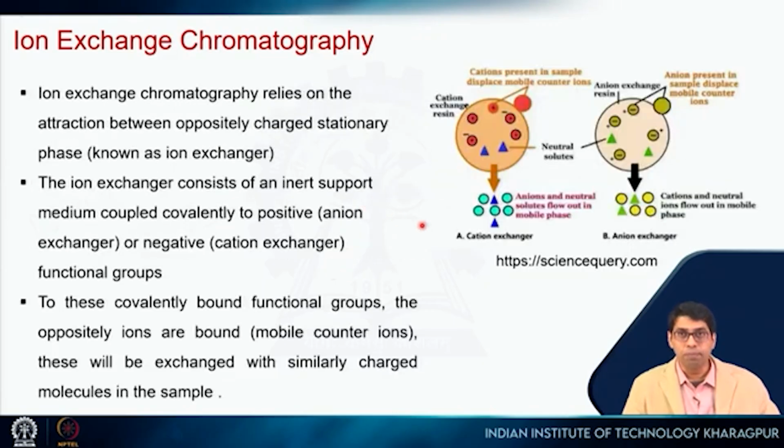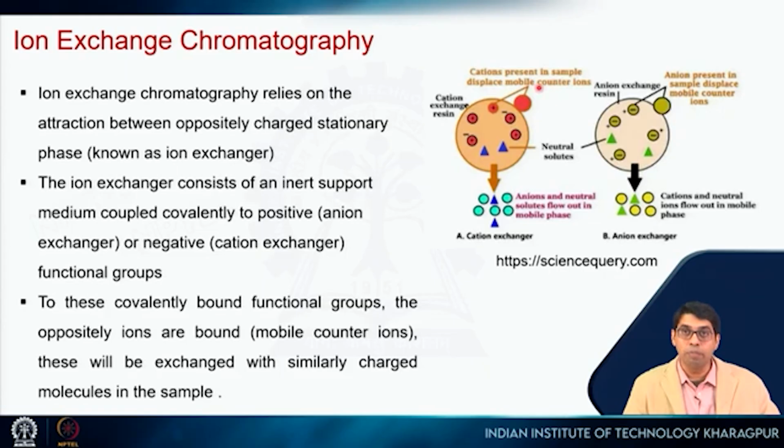Okay. So, let us look at this. Ion exchange chromatography relies on the attraction of the oppositely charged molecules, right. So, this is the bead. So, in this case it is a cation exchange resin. Okay. So, cations present in sample displace mobile counter ions. Okay. So, it will bind to the cations or the positively charged proteins, and this one will bind to the negatively charged proteins.